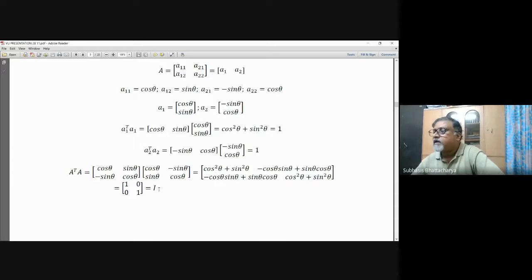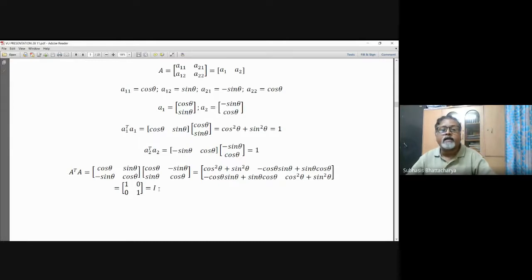So what is its interpretation? That means A is a symmetric matrix, and we get that A transpose A is an identity matrix. Thus it is orthogonal. It is orthogonally transformed because the off-diagonal elements are 0.